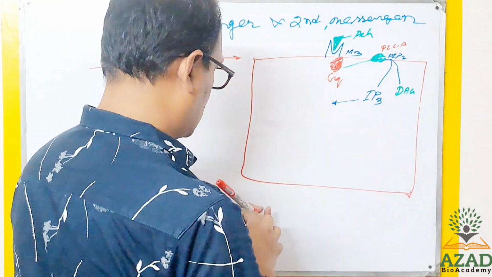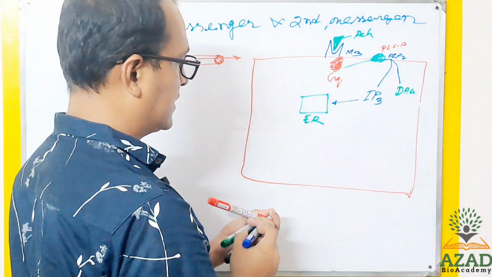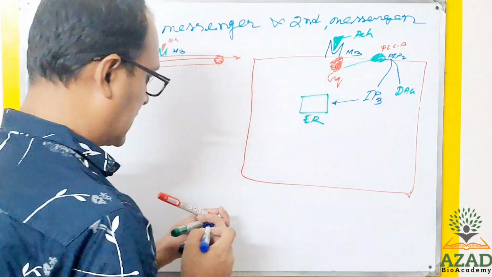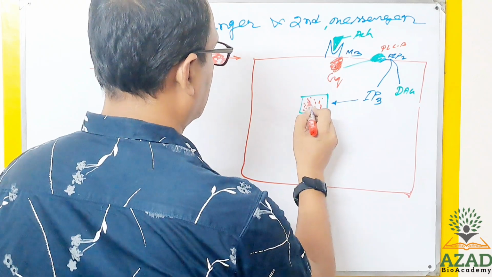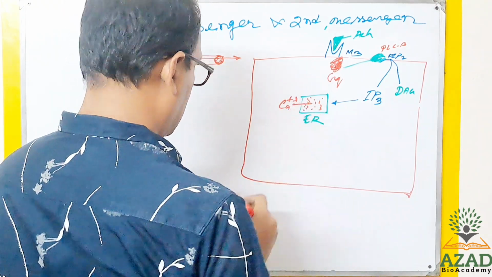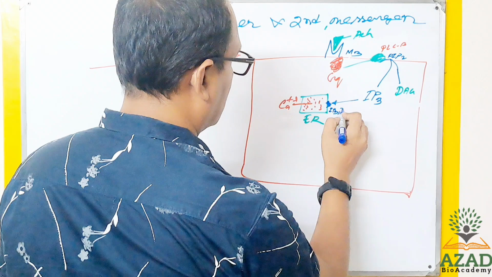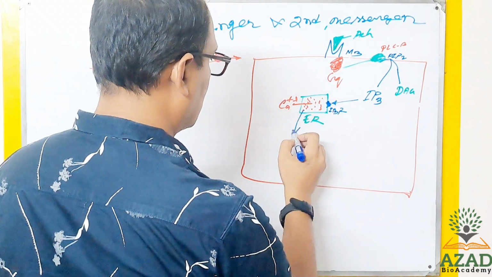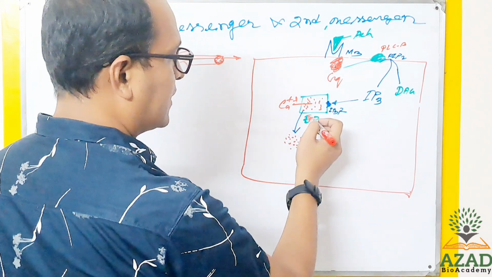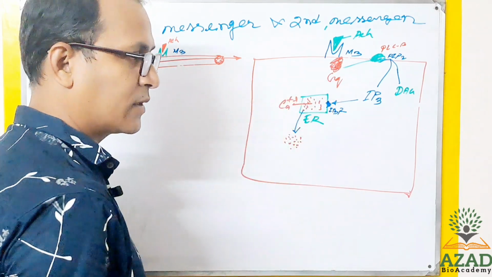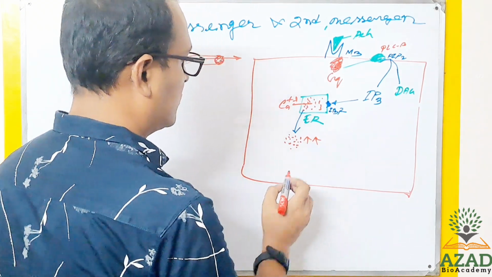This IP3 will come to the endoplasmic reticulum, which has protein modification activity, but one of its other functions is to carry calcium. So you can say it is the storekeeper of calcium. So these are calcium. Then it will bind with the IP3 receptor, and the calcium will come out from the endoplasmic reticulum. Before binding of IP3, the calcium was within the endoplasmic reticulum. Now it is in the cytosol. So the calcium level will increase.